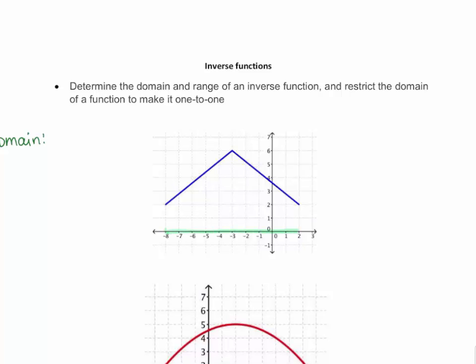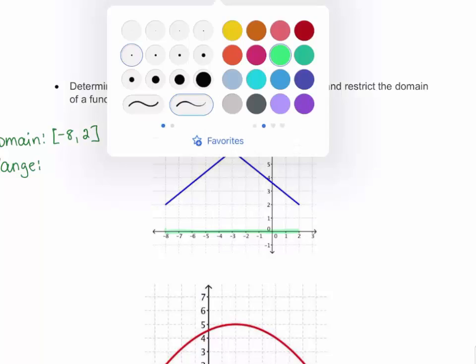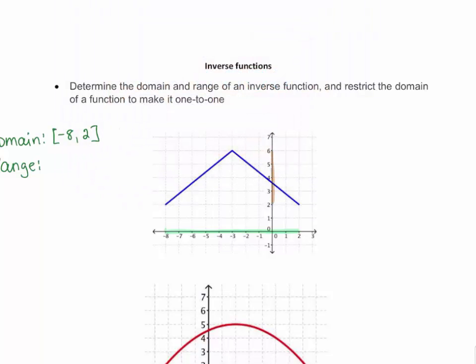So I'm going to highlight it in green. This is our domain, so we go from -8 to +2, and that's on the horizontal x-axis. What about the range of this function? The range would be these values here. Let me highlight it with a different color. We go from +2 to +6. That is the range of this function, and this is an absolute value function with some transformations, right?